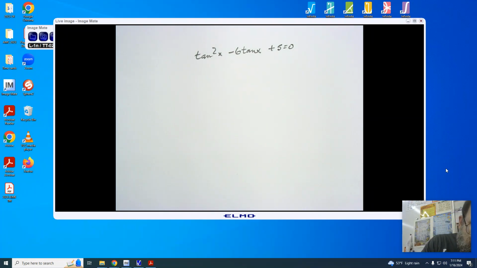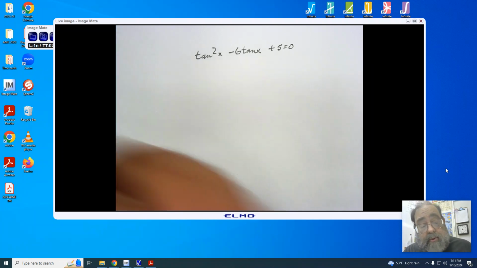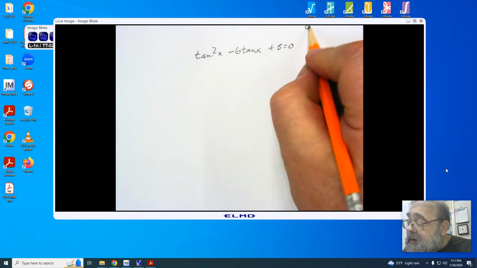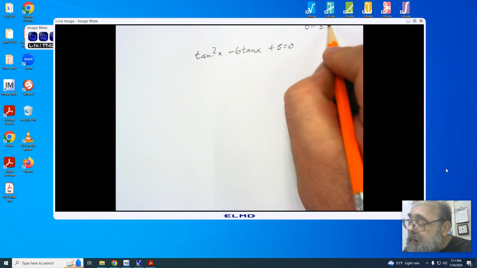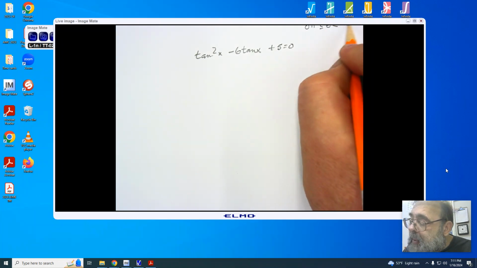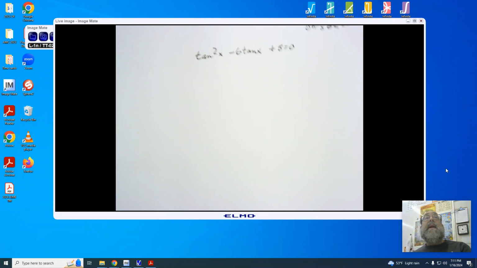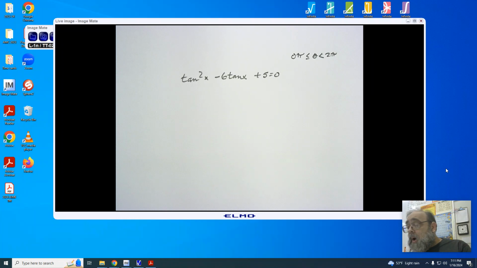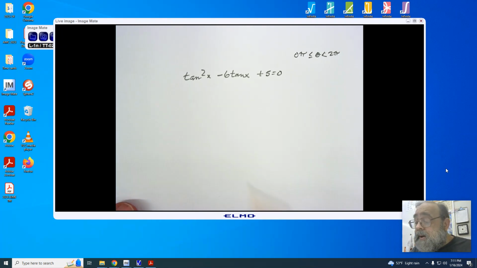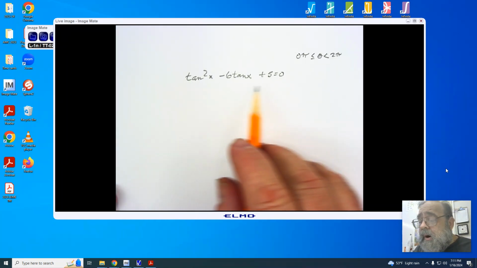Now please take note that our solution, let's say, is between 0 and 2 pi. Now, I personally like radians. That's because I work with trig all the time in calculus. And if I were trying to do it in terms of physics, I would be using degrees. Notice that I don't like tangent.